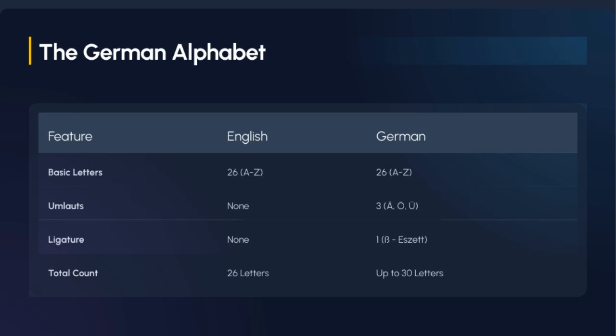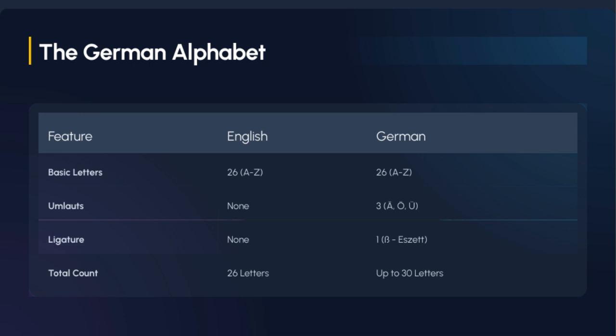Let's take a closer look at the German alphabet. It consists of up to 30 letters, but the core set includes 26 basic letters from A to Z. Among these, there's a special character called the Eszett, or sharp S, which is unique to German and counts as one letter. Interestingly, the alphabet also includes some ligatures, like A umlaut, O umlaut, and U umlaut, which are combinations of vowels with umlauts. These umlauts, those little diacritical marks over vowels, are also considered part of the alphabet, making a total of 26 letters plus the umlauts.